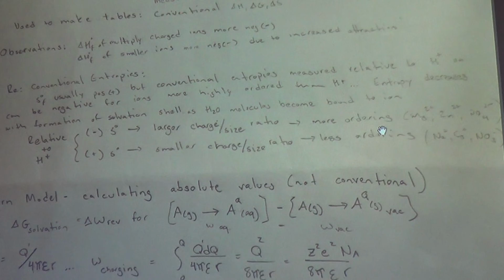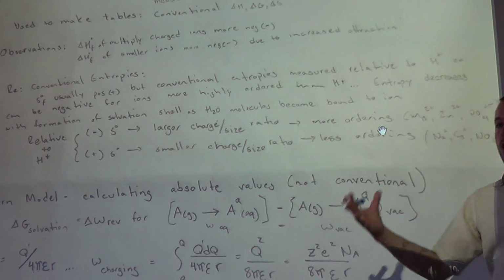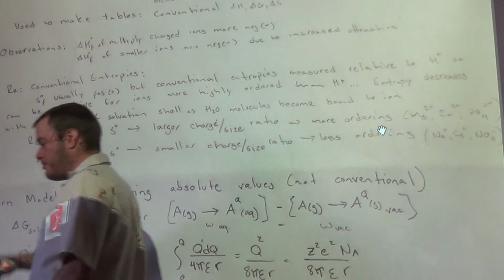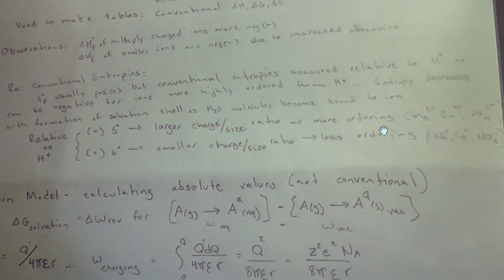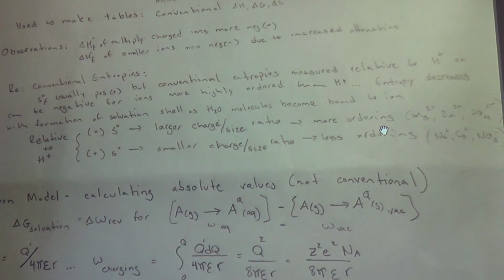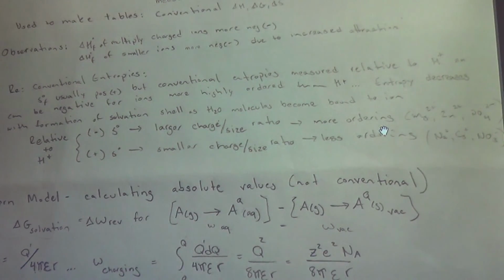For the entropy terms, we're looking at the ordering of water molecules around the solvated ion, and for the enthalpies, we're looking at the field energy that's released when the ion becomes solvated and we have that approach of positive and negative charge, the release of that electric potential energy that ends up being manifested as heat.